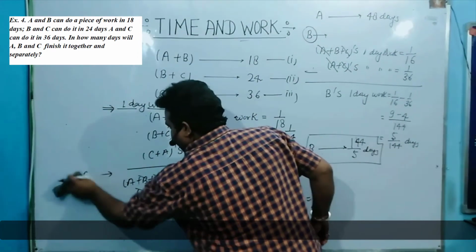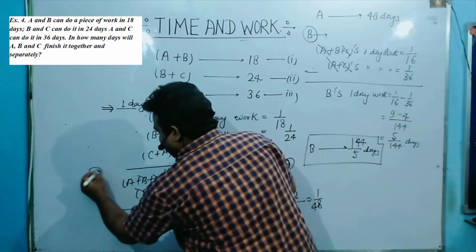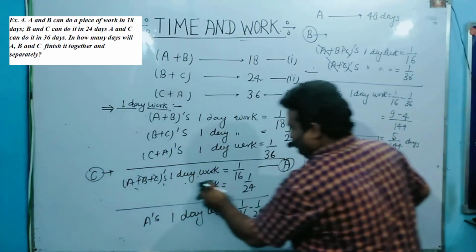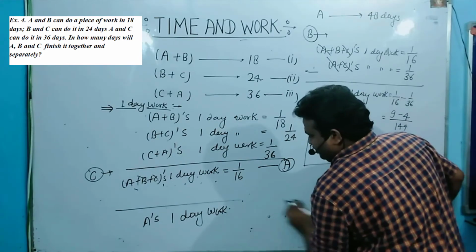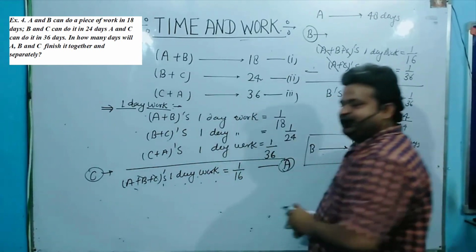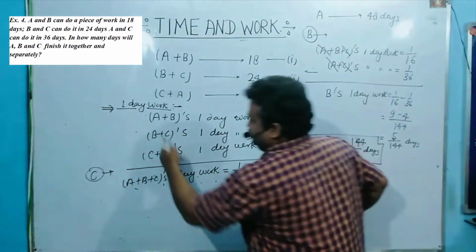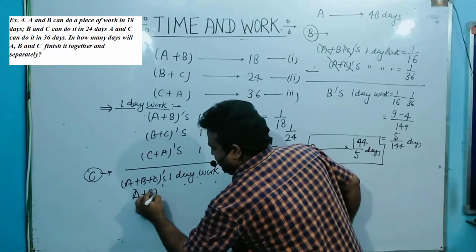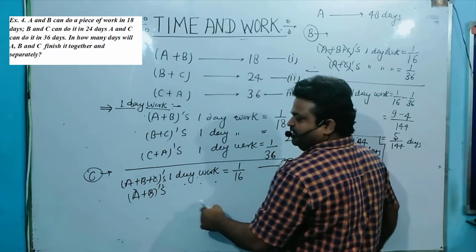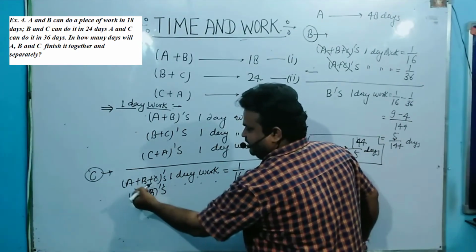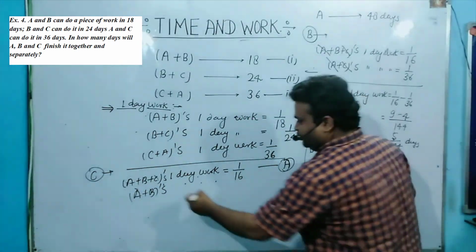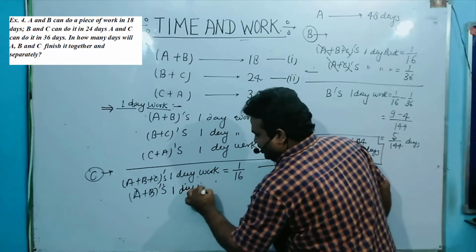Now you move to how much time C takes independently to complete the entire work. So how do you calculate this value? Now you know the idea. If I subtract from this equation A plus B's one day work, what will happen? A and A gone, B and B gone, you are left with only C. So this is C's one day work.